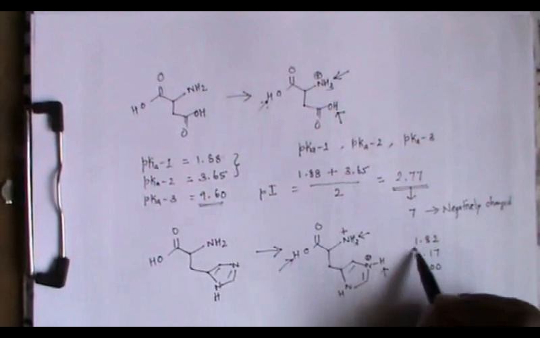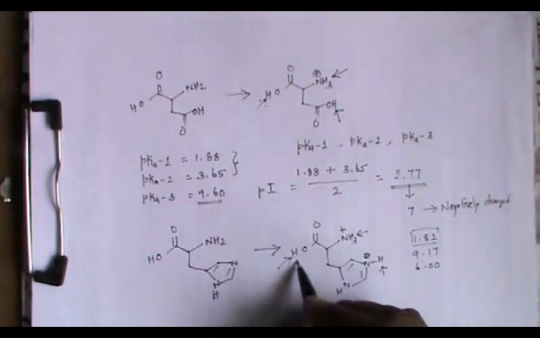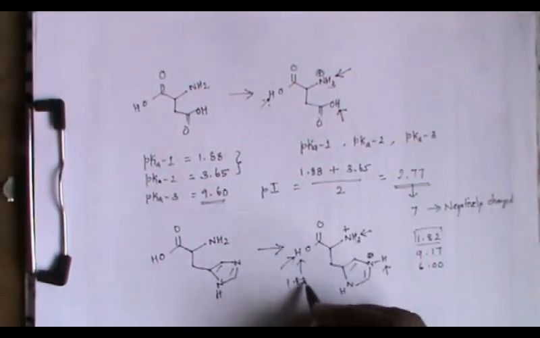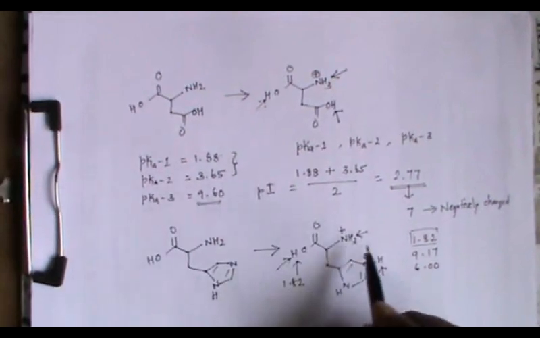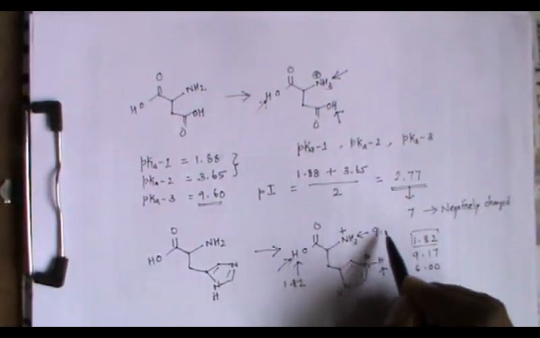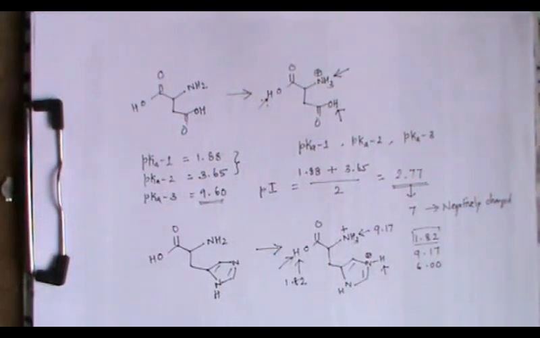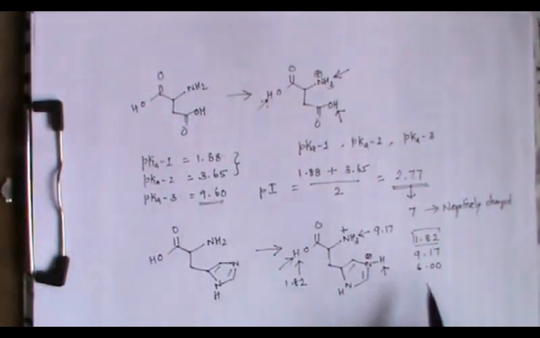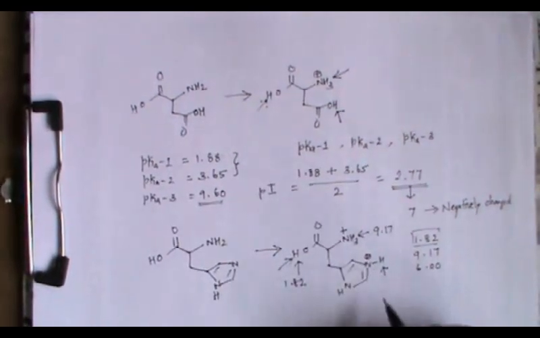I can assign this to OH. For NH3, generally it will be around 9, so I assign 9.17 to this NH3. The 6 I assign to this NH.